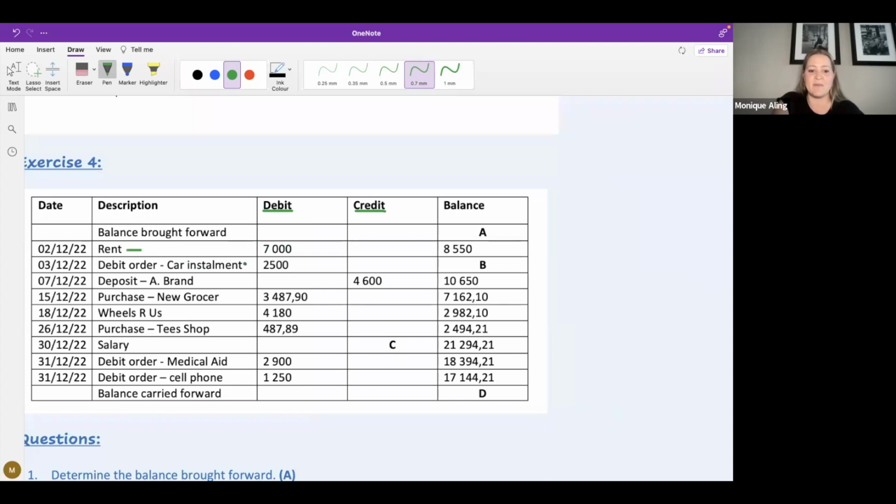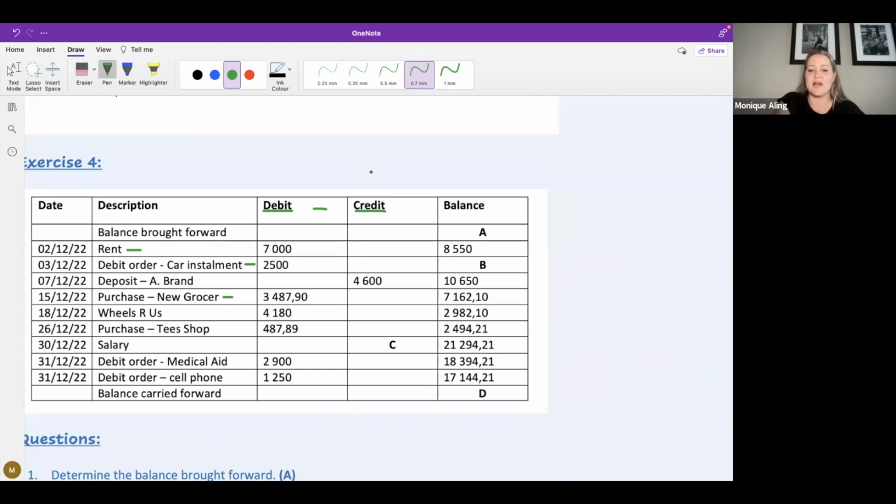Okay, a debit order, remember, that's money coming out of your account. You give someone permission to take money out of your account. A purchase is under debit. So all these things indicate that money is coming out of your account. So debits must be the minus column.